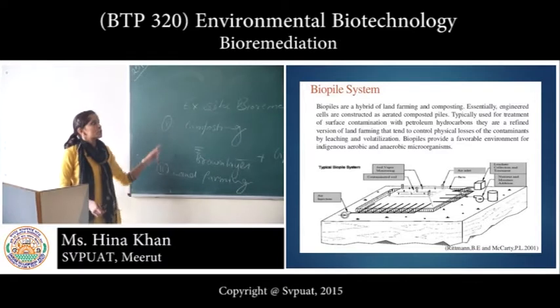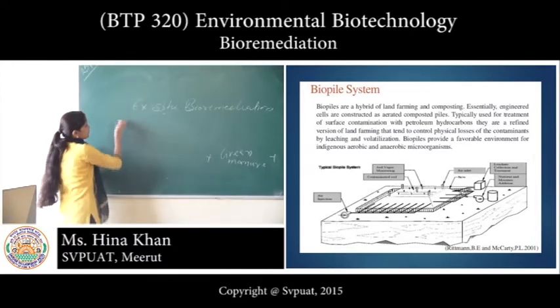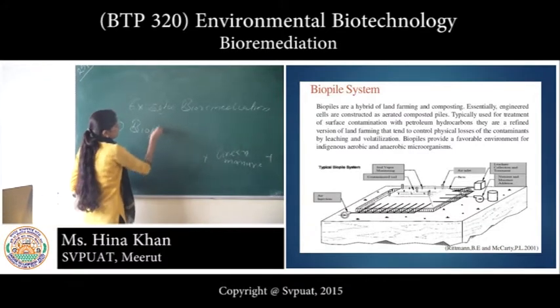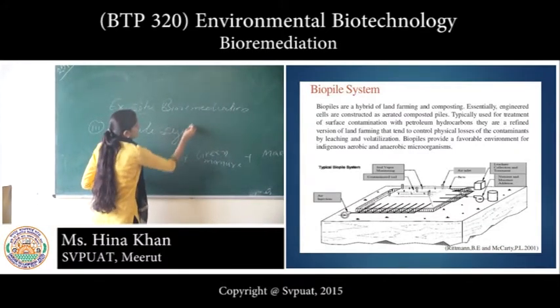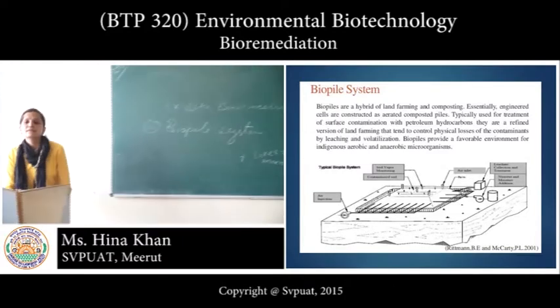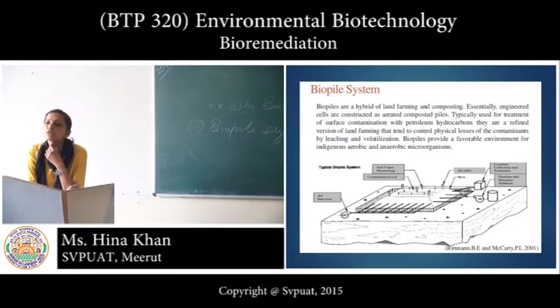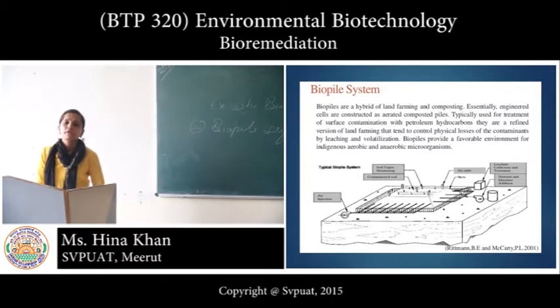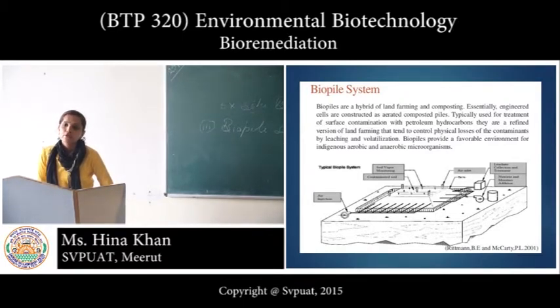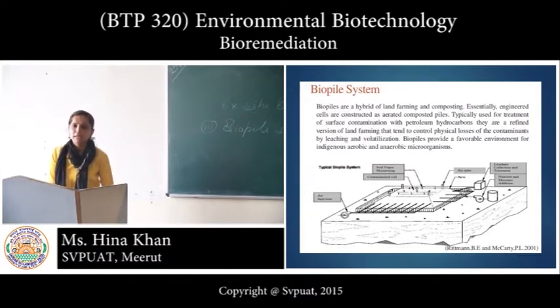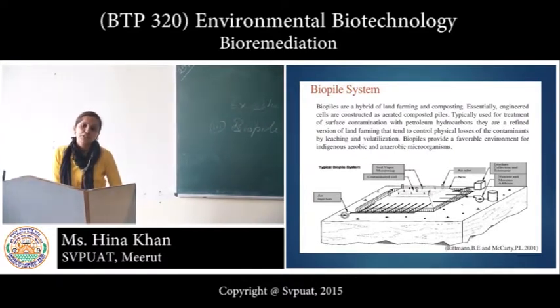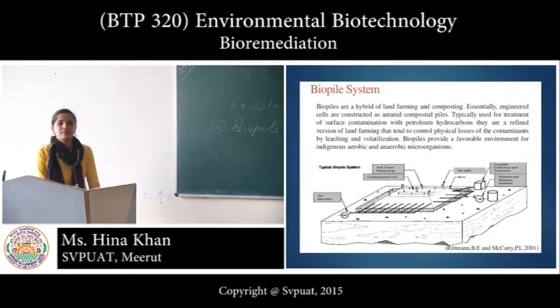And the last one, the continuation of the ex situ bioremediation, is the biopile system. The biopile system is a hybrid of land farming and composting. Essentially, engineered cells are constructed as aerated compost piles, typically used for the treatment of surface contamination with petroleum hydrocarbons. They are referred to as a version of land farming and tend to control the physical losses of the contaminants by leaching and volatilization. Biopiles provide a favorable environment for indigenous aerobic and anaerobic microorganisms.